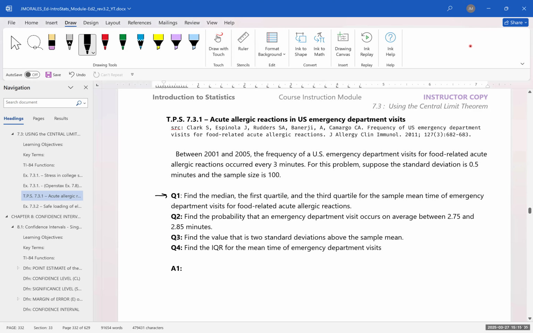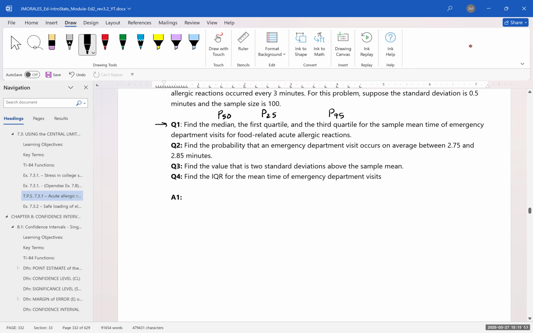So remember, the median is the 50th percentile. The first quartile is the 25th percentile, and the third quartile is the 75th percentile.